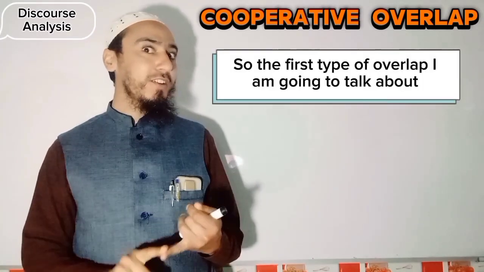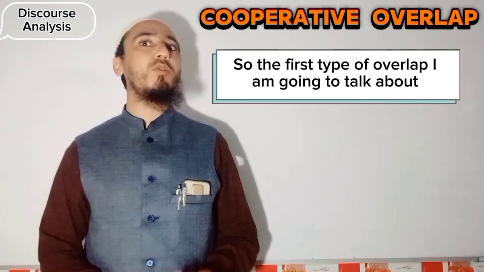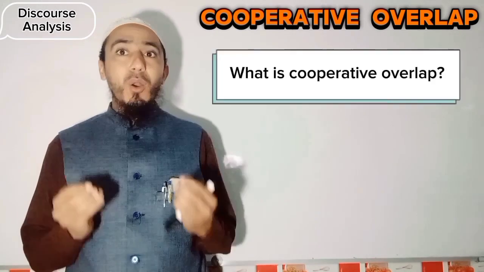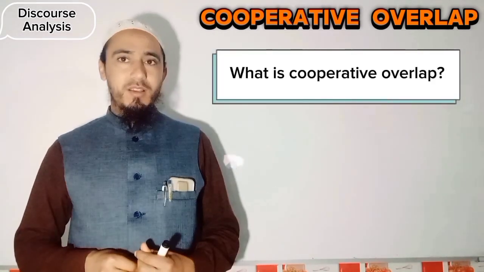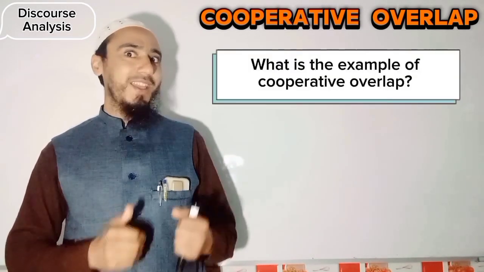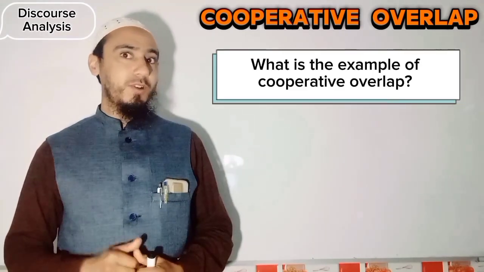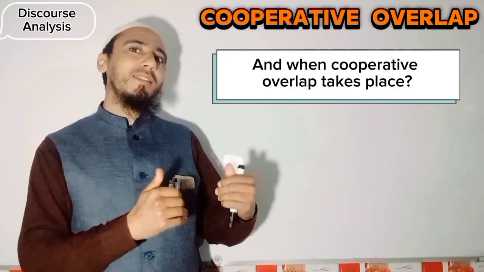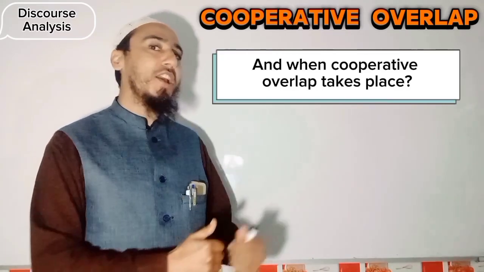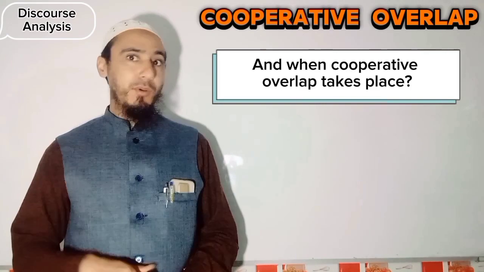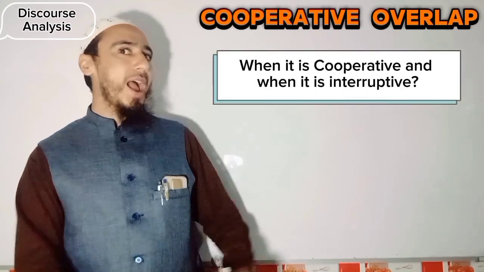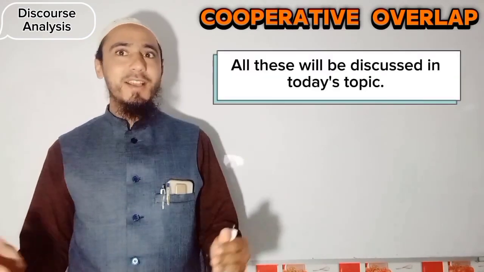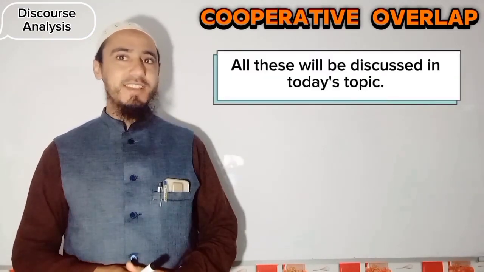So the first type of overlap I am going to talk about is cooperative overlap. What is cooperative overlap? What is an example of it? And when does overlap take place, when is it cooperative and when is it interruptive? All these will be discussed in today's topic.